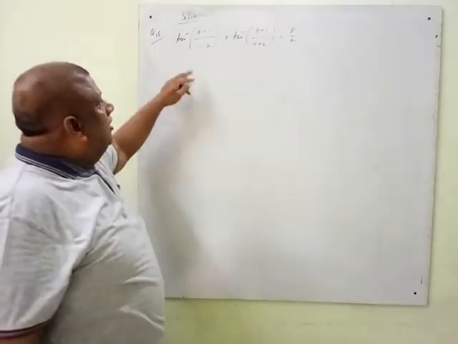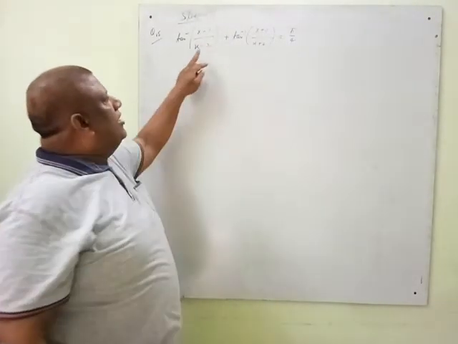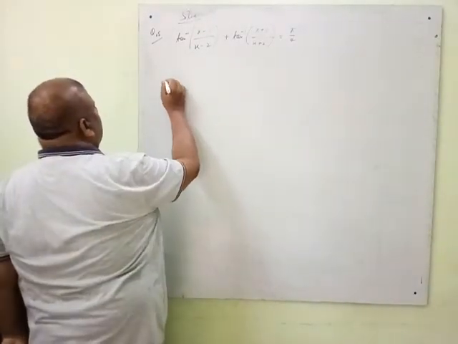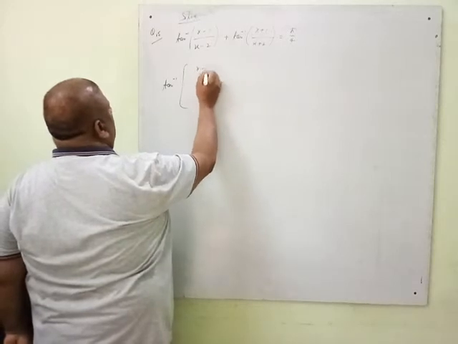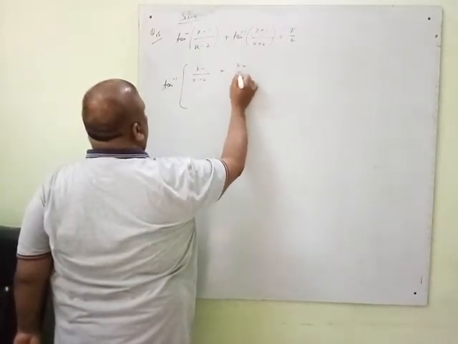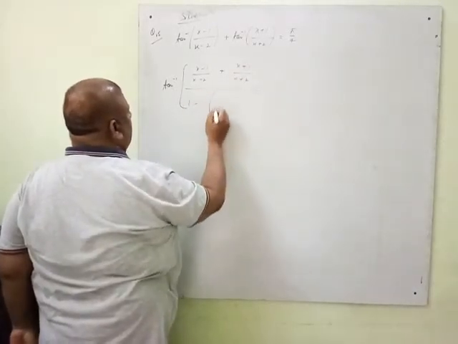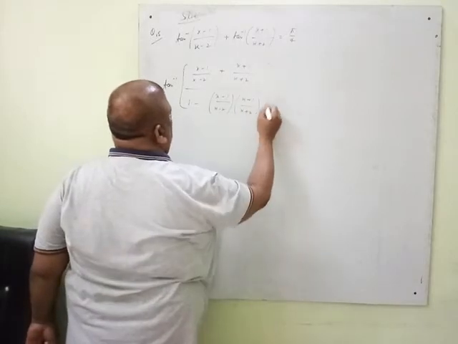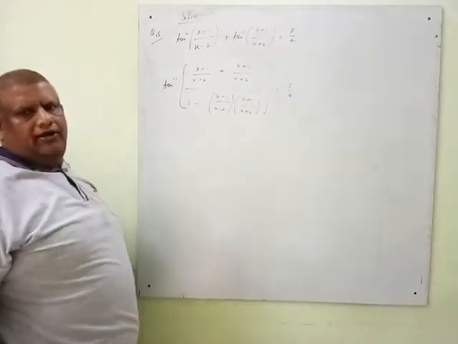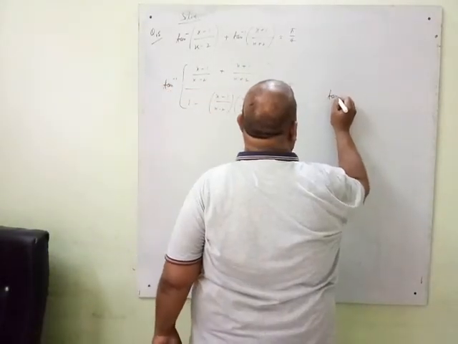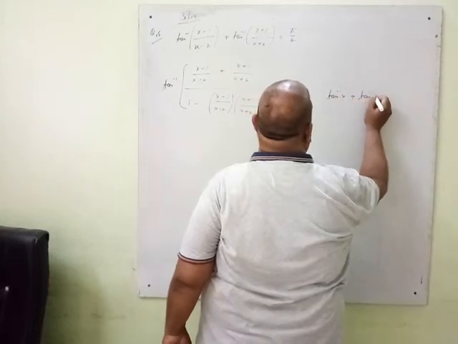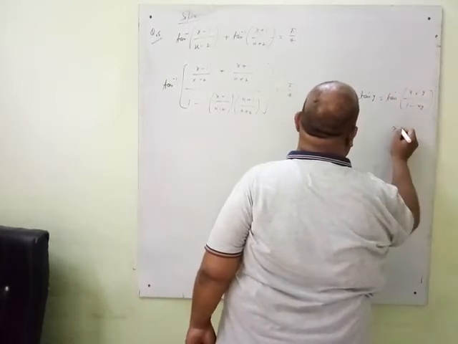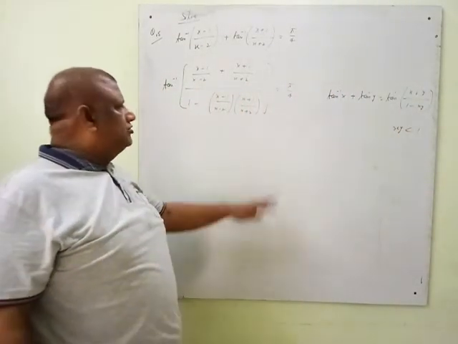This is tan inverse x plus tan inverse y, and we have the identity tan inverse x plus tan inverse y is equal to tan inverse x plus y upon 1 minus xy, where xy is less than 1. I have used this identity.